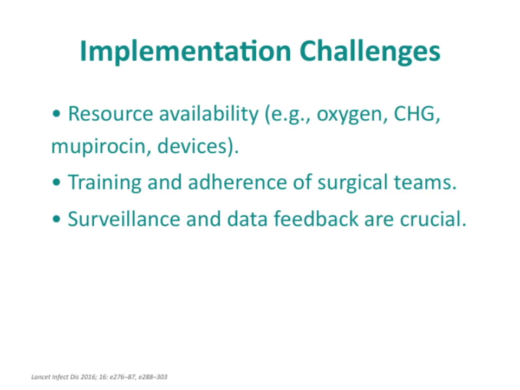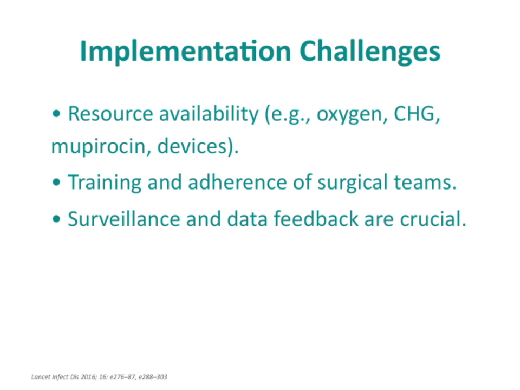Let's talk about some of the key implementation challenges we often face. First, resource availability is critical. This includes essential supplies like oxygen, chlorhexidine gluconate, mupirocin, and the necessary devices. Without these resources, it's hard to maintain effective infection prevention measures. Next, training and adherence of surgical teams are fundamental. Even with the right resources, if the team isn't properly trained or doesn't follow protocols consistently, the risk of infections increases. Continuous education and monitoring are vital to keep everyone on the same page.